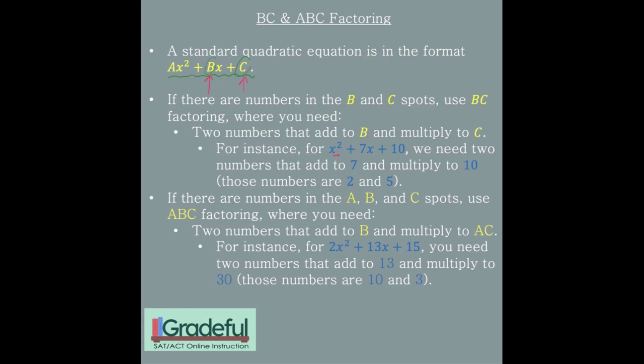So for instance, if you had x squared plus 7x plus 10, we would need two numbers that add to 7 and multiply to 10. And by the way, those numbers are 2 and 5.